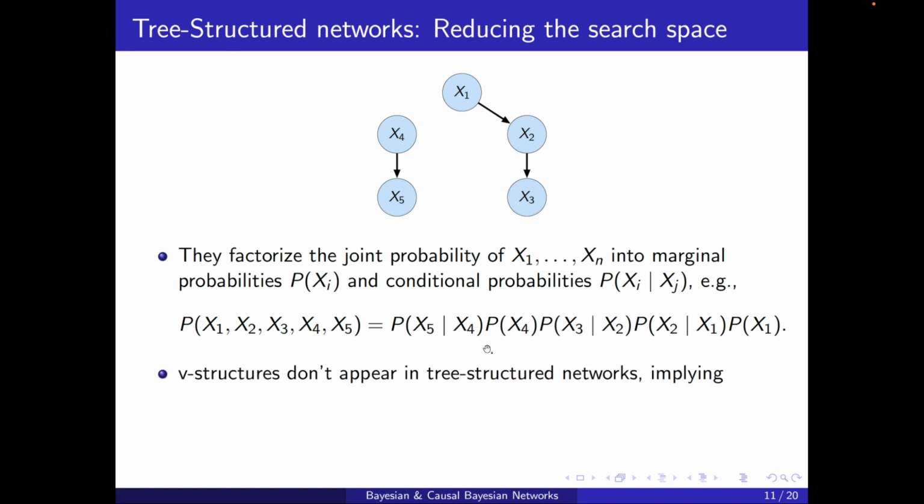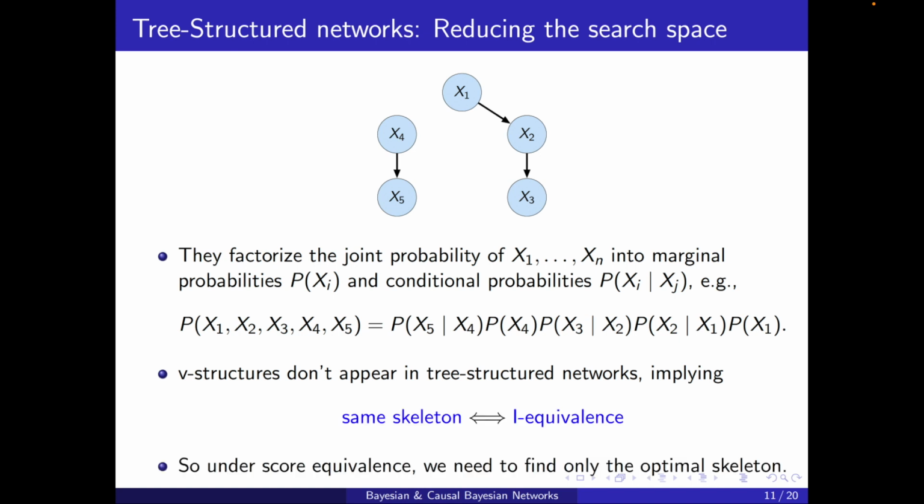Now, the good thing about tree-structured networks is that V-structures don't appear. And this means that the same skeleton implies I-equivalence. But why don't V-structures appear? Because the parent size is limited to 1.